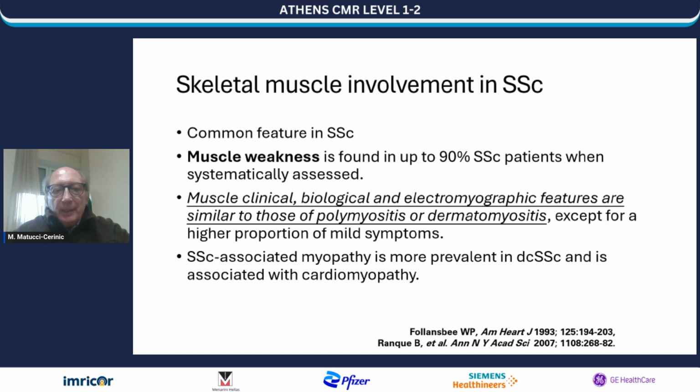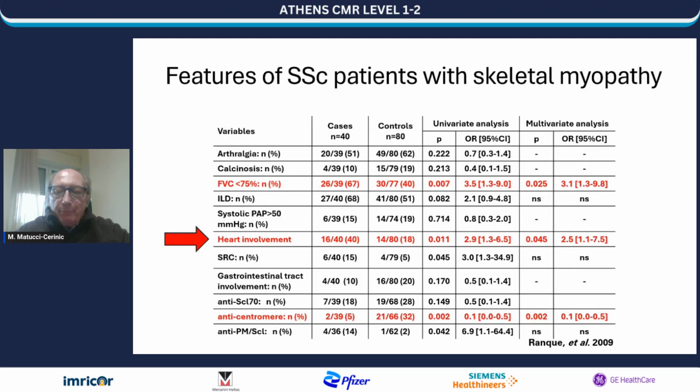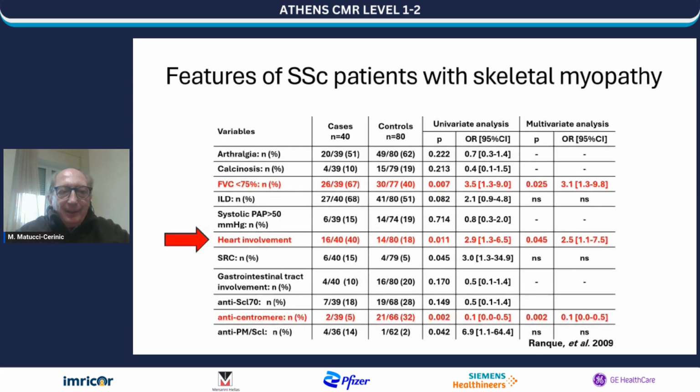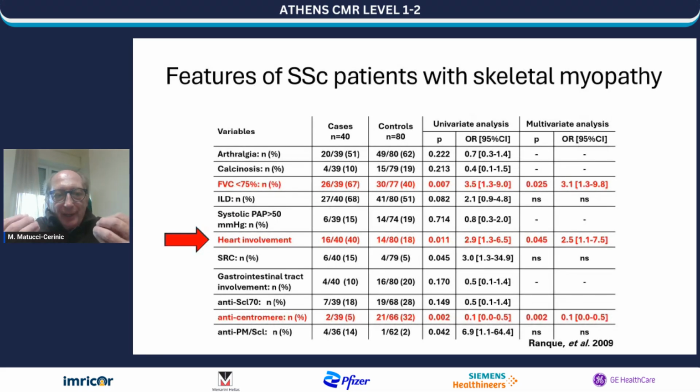The next one, please. And you may see here that the moment we see a weakness, the first thing we are immediately thinking is the heart involvement. Obviously, as you may see, this is correlating also with the lung involvement and with, in particular, anti-centromere antibodies. But first of all, we link immediately the peripheral muscle with the heart.